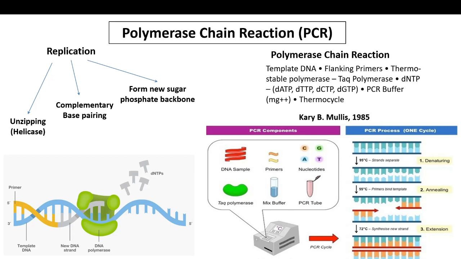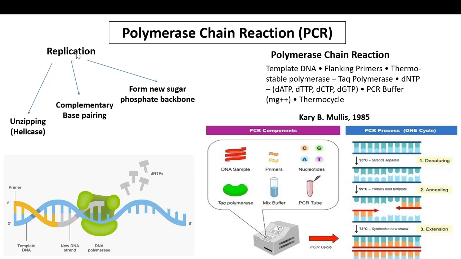Polymerase chain reaction, if you see, was discovered by Kary B. Mullis in 1985, and it has revolutionized the field of biotechnology and biomedical research a lot. Now there are different applications of this polymerase chain reaction, but how this has been developed, if you see, is that something similar actually happens in our body.